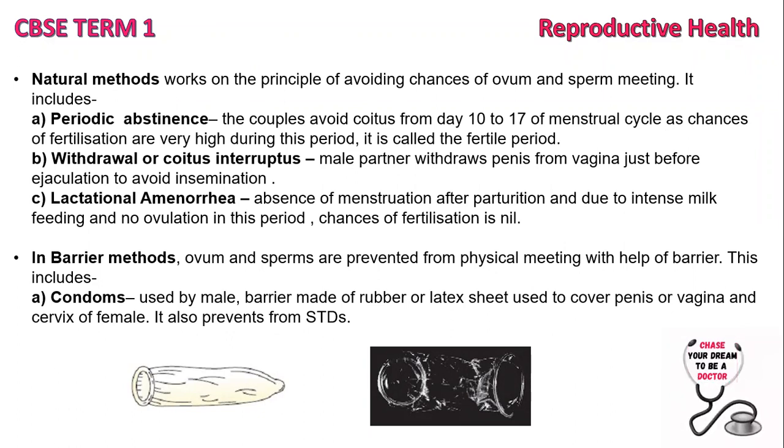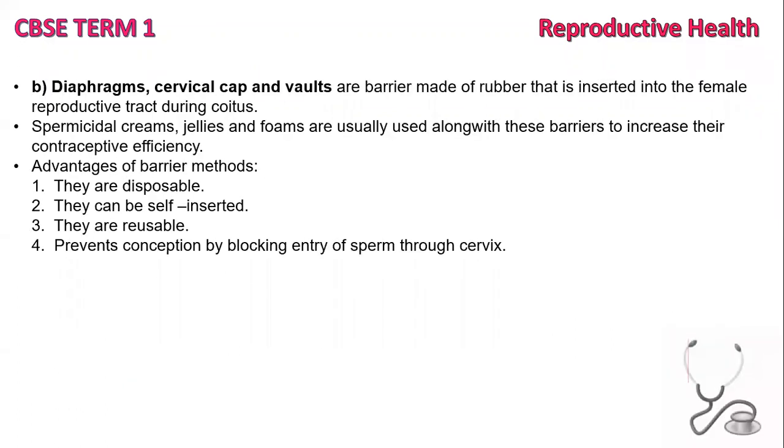The next method is the barrier method, where we studied the condom, which can be used by both males and females to avoid the physical meeting of the sperm and the ovum. It also prevents the users from contracting STDs. Inside the barrier method itself, we studied the usage of diaphragms, vaults, and cervical caps that are inserted into the female reproductive tract only during the coitus process. To increase the efficiency of these methods, you can use spermicidal creams, jellies, and foams.